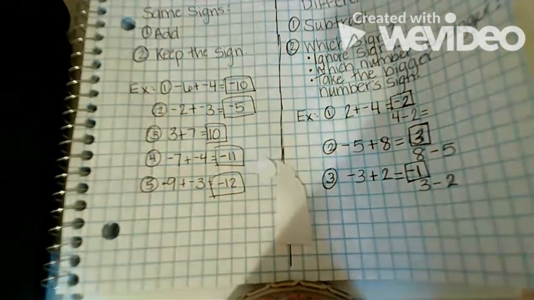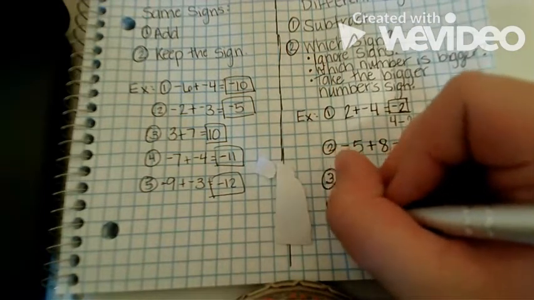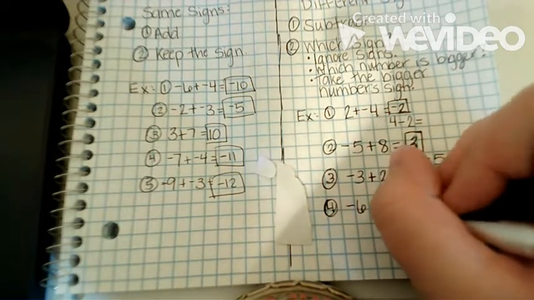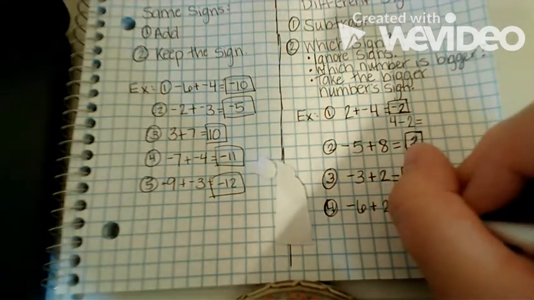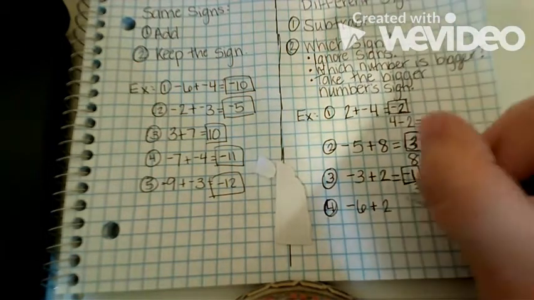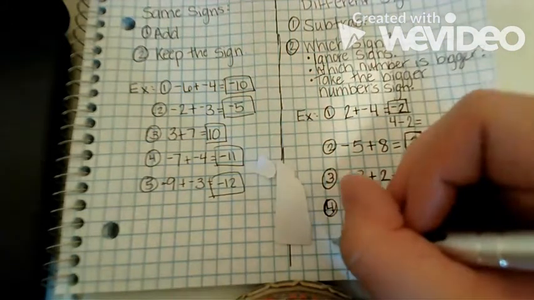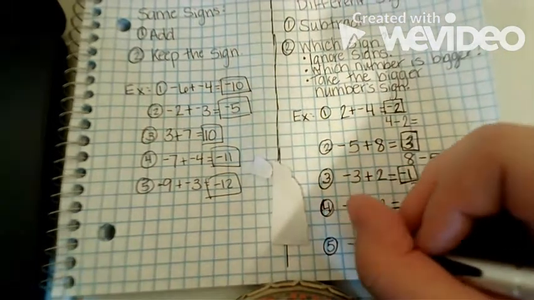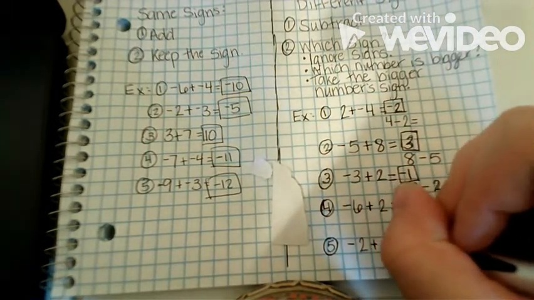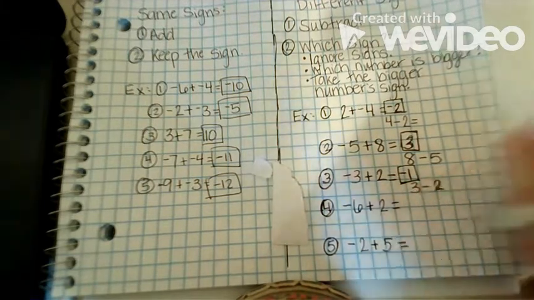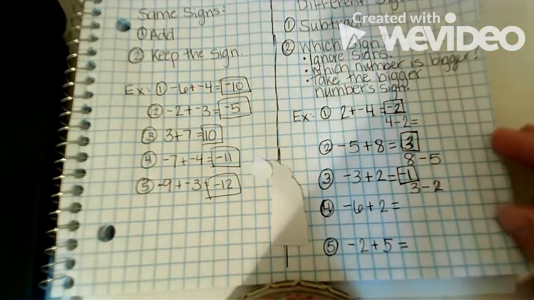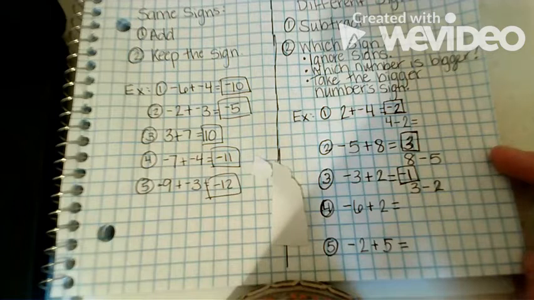Okay. I'm going to give you 2 to try on your own. -6 plus 2. And then -2 plus 5. Go ahead and take a second and pause the video and try these 2 out on your own. So pause and let's try them.